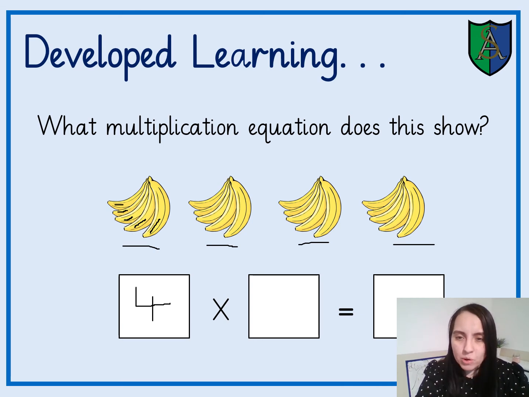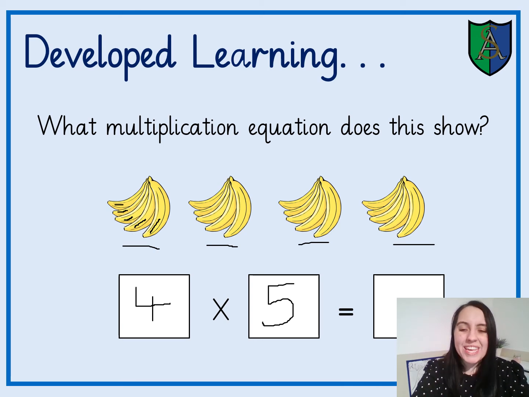So we know that the multiplication is 4 groups of 5 bananas, isn't it? Okay, 4 groups with 5 bananas in each. So our equation looks like this: 4 groups of 5 bananas. Now, we can count in our 5 times tables to see what the answer will be, what the whole will be. Are we ready? 5, 10, 15, 20. Brilliant. There are 20 bananas all together in our picture.